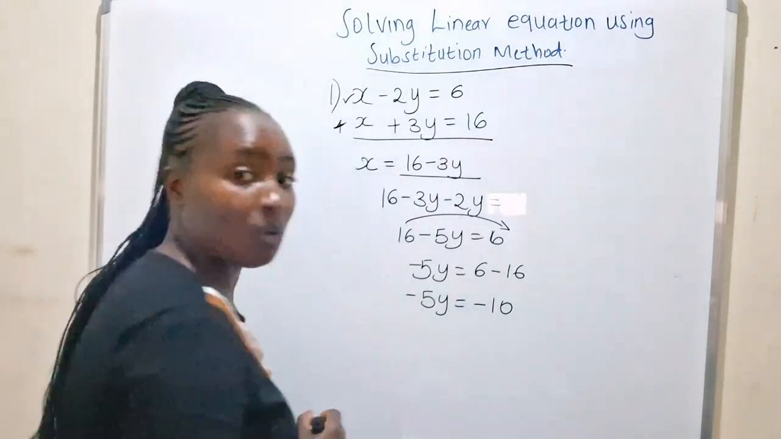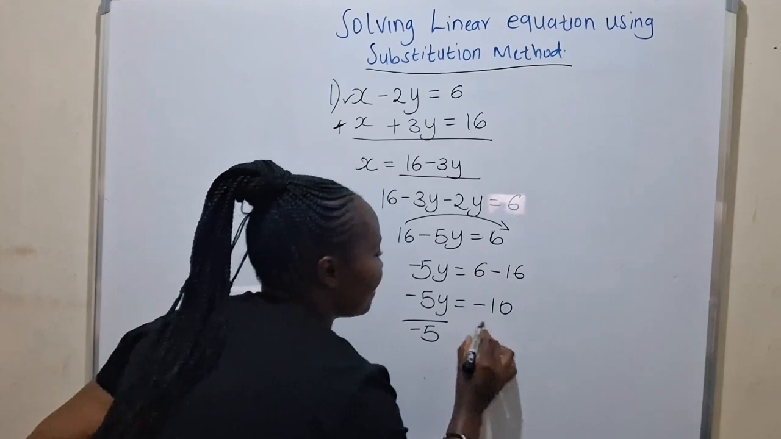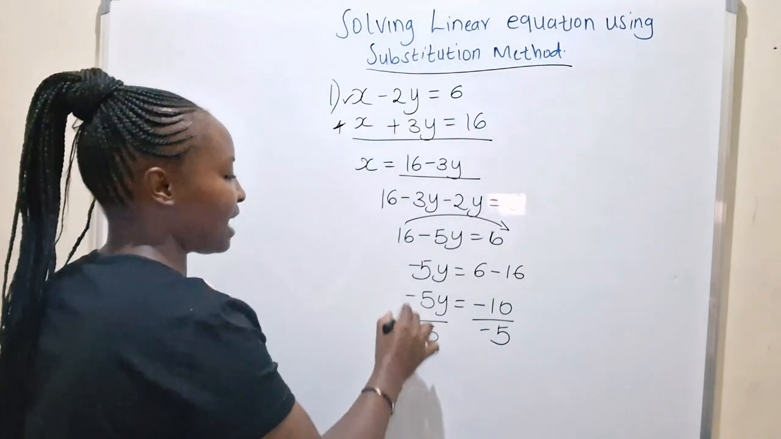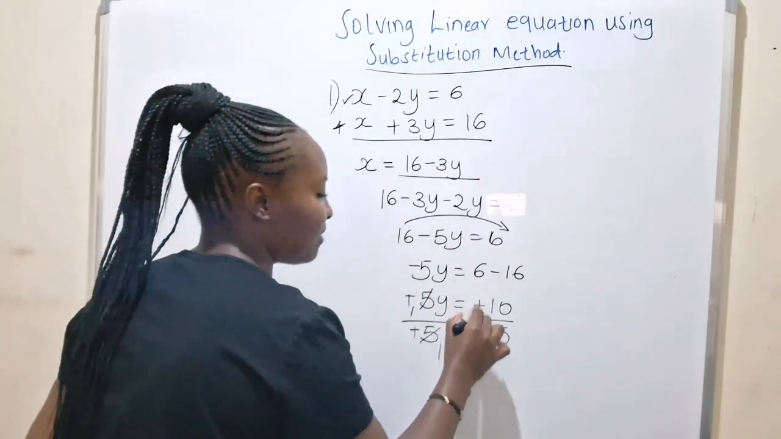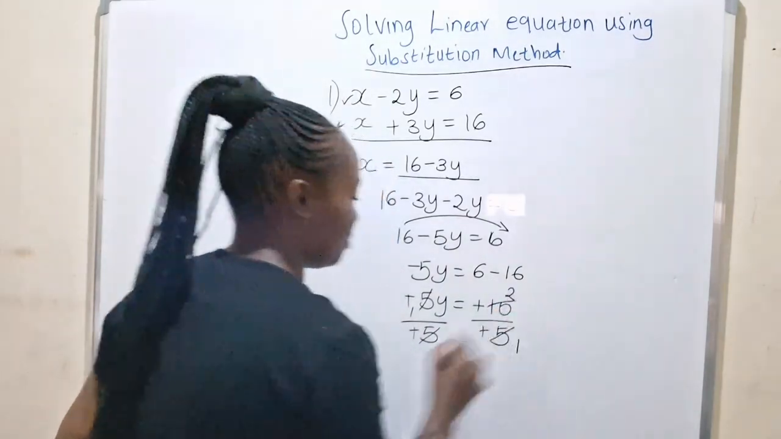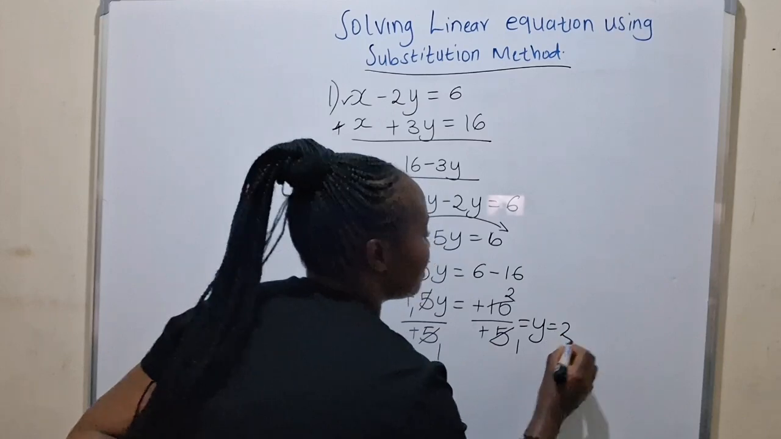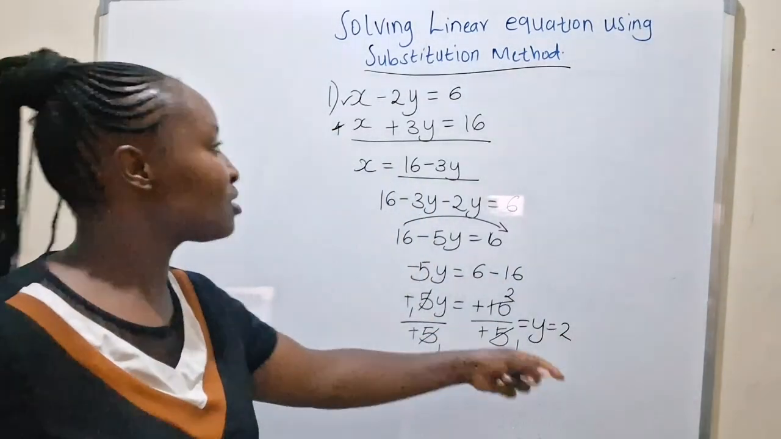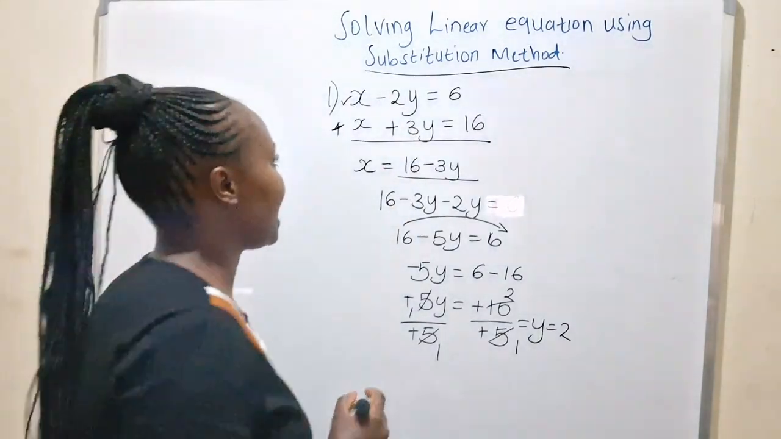Equals negative 10. So what will I do? I'll divide both sides by negative 5. The moment you divide by a negative, it becomes positive. So 5 divided by 5 is 1, and 10 divided by 5 is 2. Again, the negative becomes positive. So you get that y is 2. When you get this y, you can replace it in any of the equations above so you can get your x.